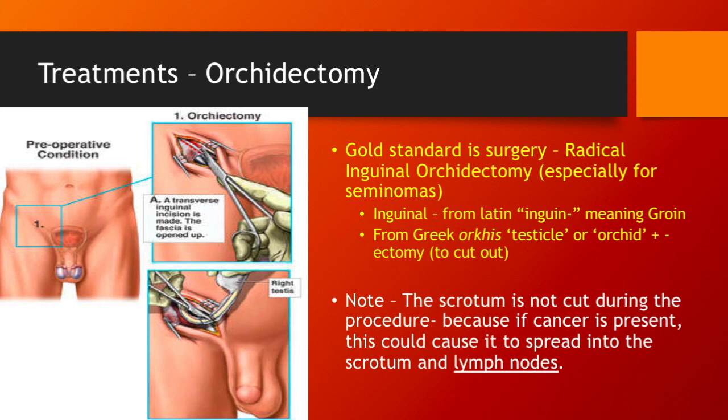This procedure typically involves an incision in the groin around here with the removal of the entire testicle and most of the spermatic cord. As you can see from the image, this is done by pushing the testicle back through the inguinal canal and through the abdomen. Note the scrotum is not cut during the procedure because if the cancer is present, this could cause it to spread into the scrotum and lymph nodes. Metastatic spread is also why the entire affected testicle must be removed and not just the tumorous part.